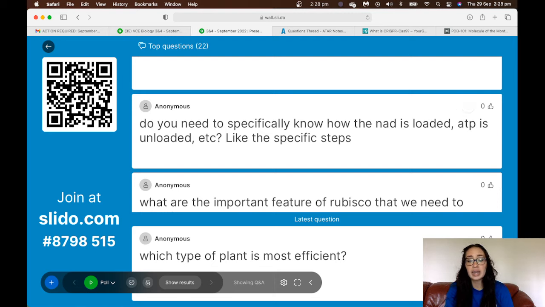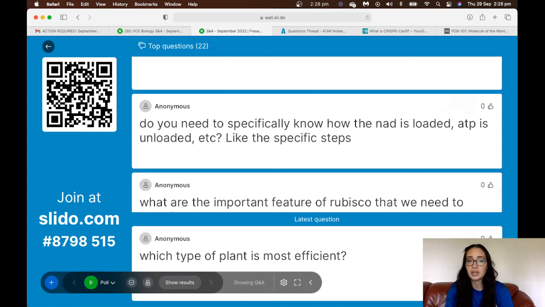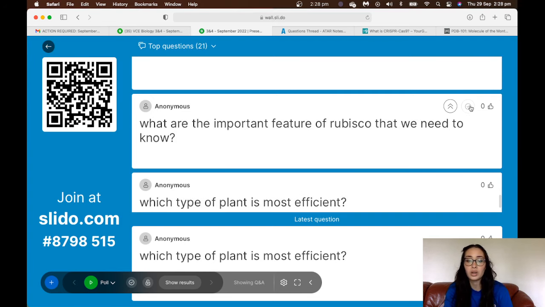You need to know that NADH is the loaded form, NAD plus is not, so it's the unloaded form. ATP is energy rich, ADP is less energy rich, stuff like that. You don't need to know specific steps, just which one is the loaded and which is unloaded.